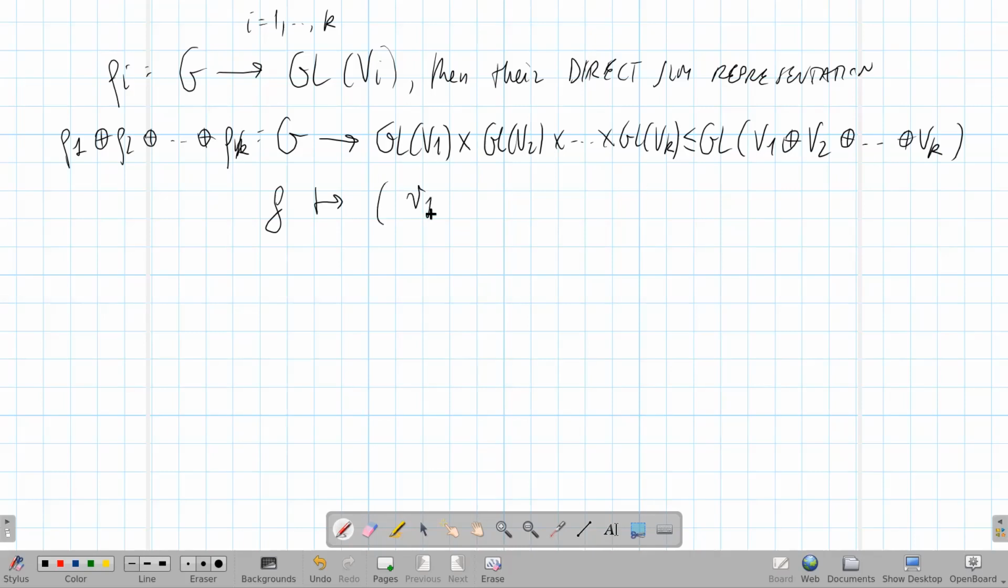So this is the map that sends, well, let's say just plus. So this is where the V_i are in the capital V_i. As usual, since this is a direct sum, this will be unique. And what's this? Well, V1 to which you apply rho 1, because rho 1 of G is an element of GL(V1), so you can apply this.